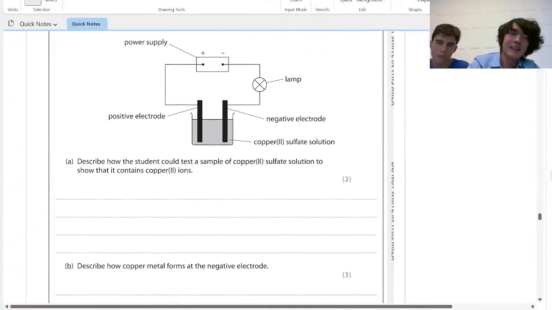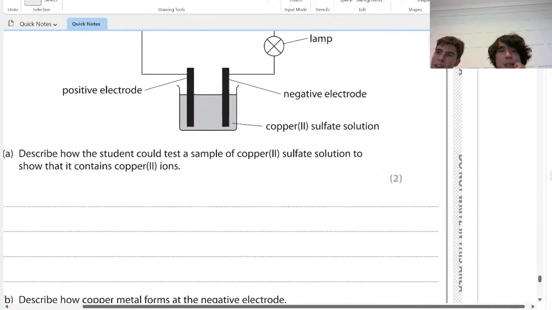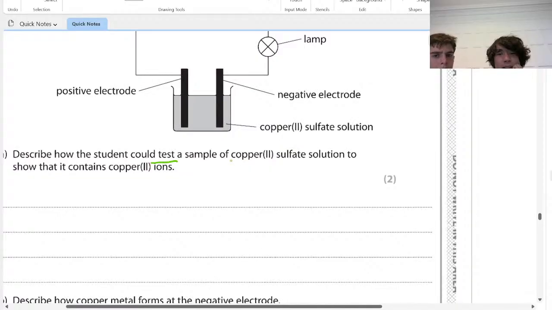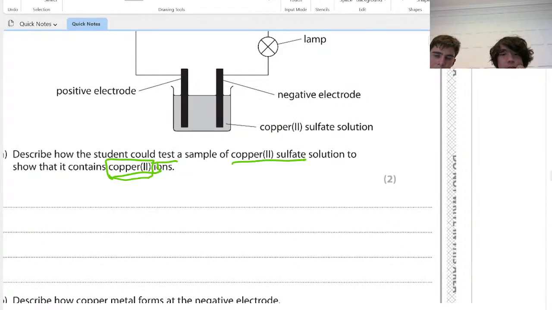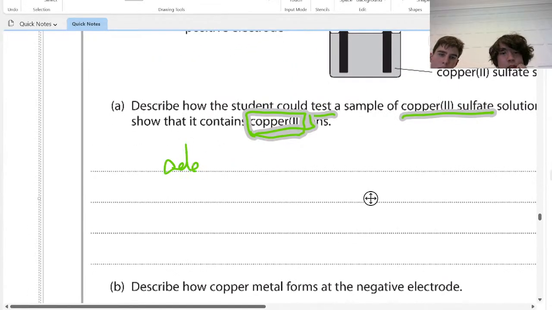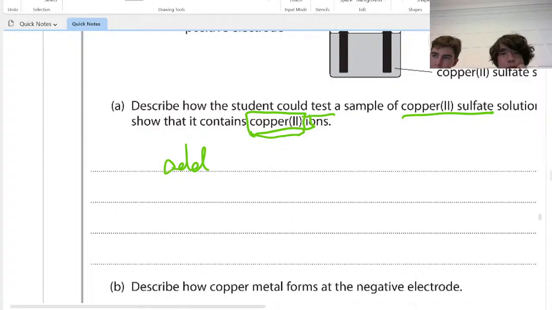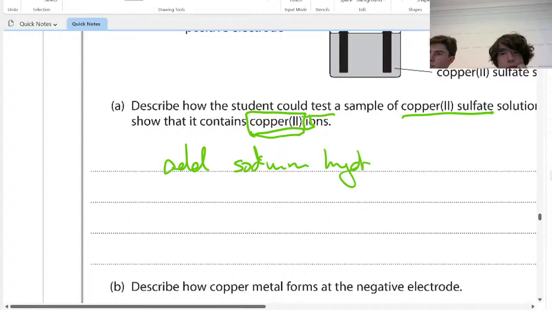We'll speedrun it. Describe how the student could test a sample of copper sulfate to show that it contains copper. So it's just 2 ions. It's a qualitative test. You add sodium hydroxide or ammonia. Just add a bit, don't do excess, because excess is weird. Just add drops of sodium hydroxide and it will form a light blue precipitate.